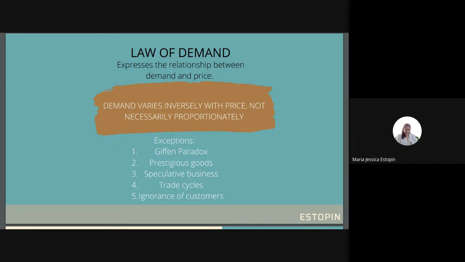Third, in a speculative business, when there is a speculation of a future increase in prices of a certain commodity, people buy more of that commodity. Fourth, in periods of trade cycles, wherein during the prosperity period, people tend to buy more regardless of the high prices, while during depression, they buy less even if prices are low. Fifth, ignorance of the consumers. Because these people believe that high-priced goods are of good quality, they still may buy even at high prices.